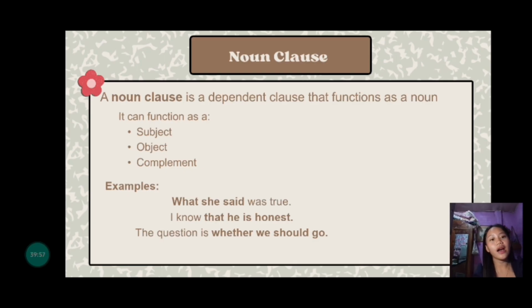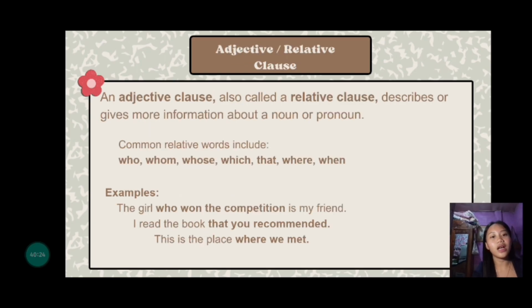Another example is I know that he is honest. The words that he is honest function as the object. An adjective clause, also called a relative clause, describes or gives more information about a noun or pronoun. Common relative words include who, whom, whose, which, that, where, or when. Example: the girl who won the competition is my friend. The words who won the competition describe the girl.